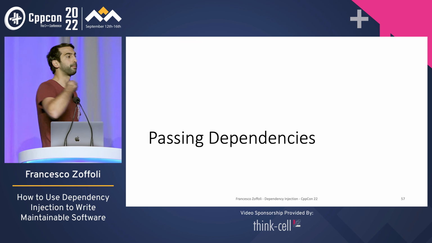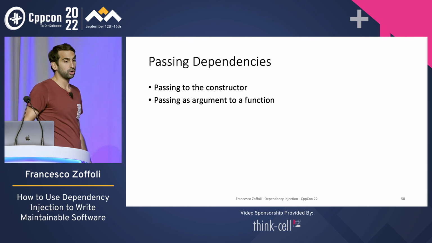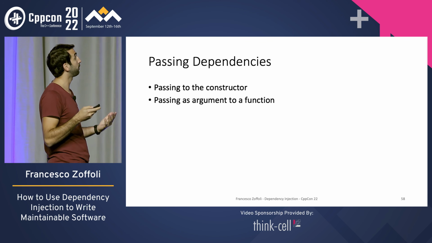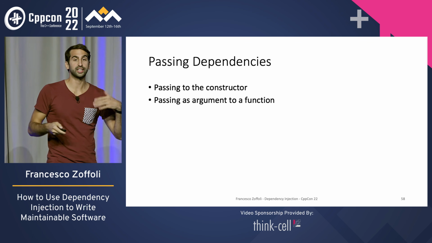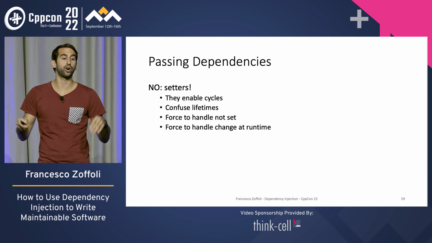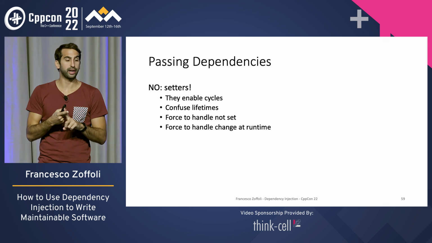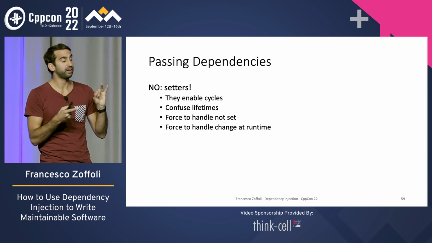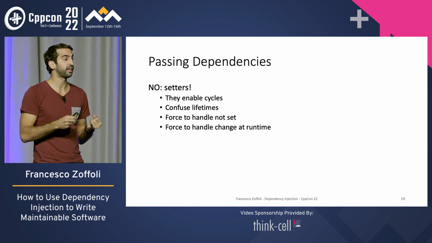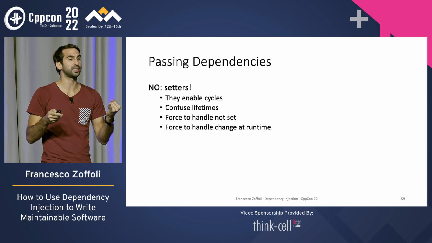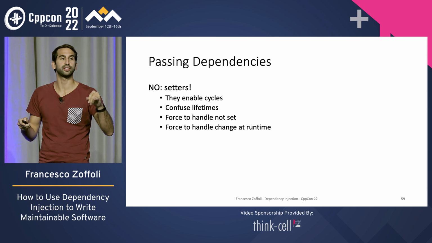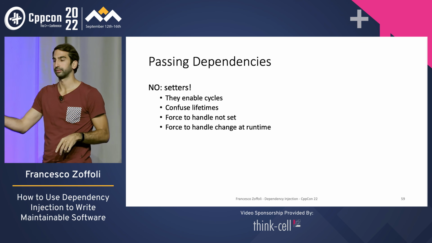Let's talk now about how we can pass the dependencies. We can pass the dependencies to our component in two ways: from the constructor or as an argument to the function. The important thing is that we want to avoid setters. They enable cycles, they confuse lifetime, they force you to handle the case in which the dependency is not set, and they force you to handle the case in which the dependency is set in the middle of your computation. I highly doubt that whoever uses setters is defending from that.